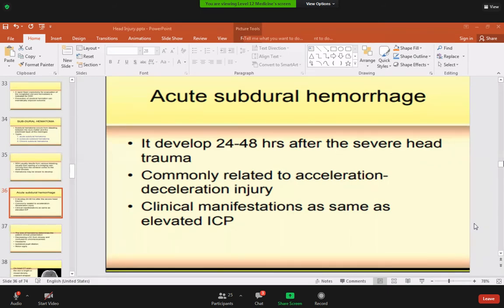Can you tell me what are the signs of the elevated intracranial pressure? What are the signs of the elevated intracranial pressure? Signs of elevated intracranial pressure. What are the signs of the elevated intracranial pressure?